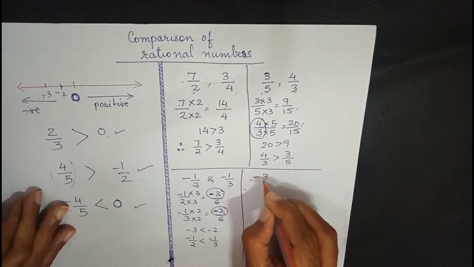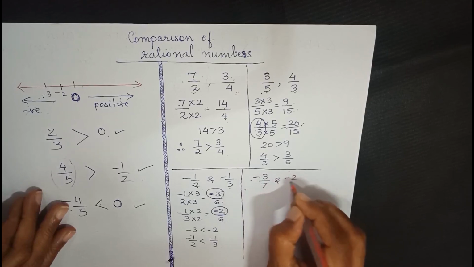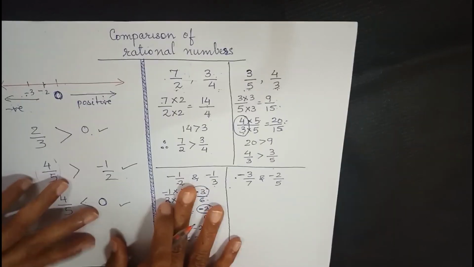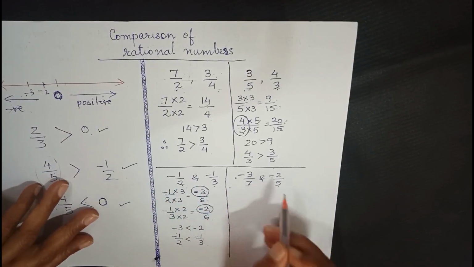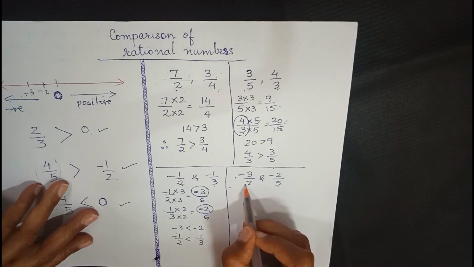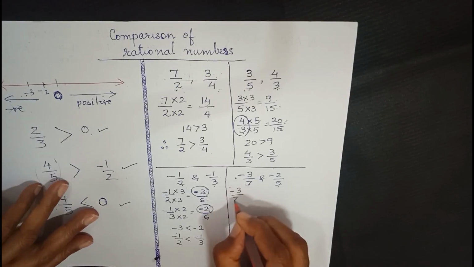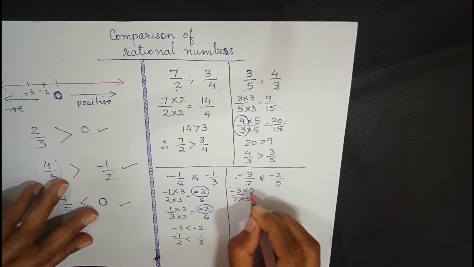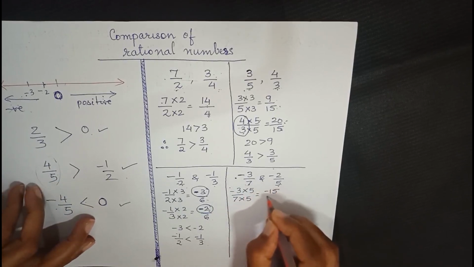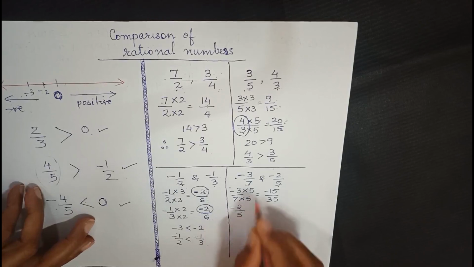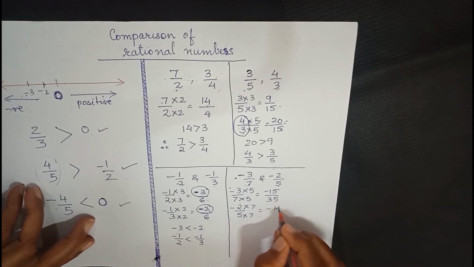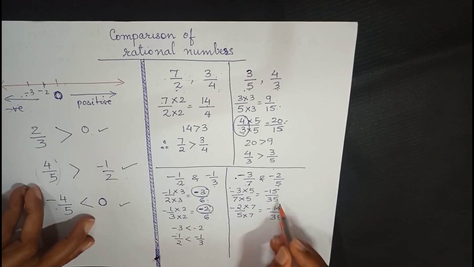Let us say minus 3 upon 7 and minus 2 upon 5. Now again, I want to make the denominators same. So this I will multiply with the second denominator, and this I will multiply with the first denominator. So minus 3 upon 7, I multiply with 5 up and down. What we have is minus 15 upon 35. Now the second one, minus 2 upon 5, I multiply it with the first denominator, and what I get is minus 14 upon 35. Now you can see the denominator is same.